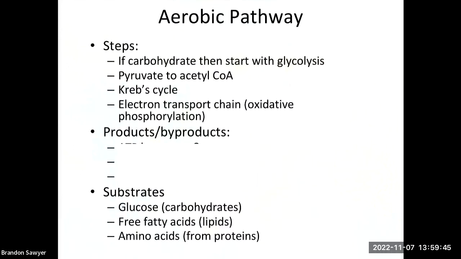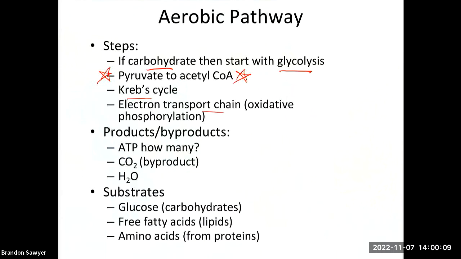Okay. So yeah, if we're using carbohydrates, which is what we're talking about in this class, we'll start with glycolysis. That other little in-between step that I mentioned a second ago is this step, turning pyruvate into acetyl-CoA. That's not part of glycolysis, it's not part of the Krebs cycle. It's just a step in between. Okay. Then we do the Krebs cycle, then we do the electron transport chain, all 4 of the oxidative phosphorylation.